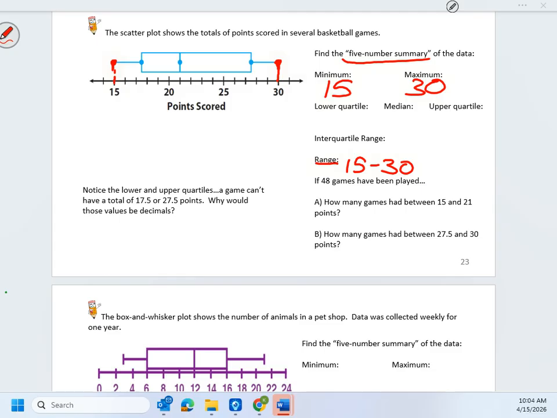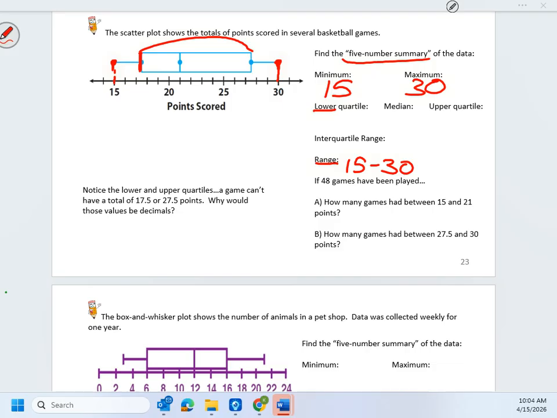So I have my box. The lower quartile would be which line of the box? The first line, right? That lower quartile is that first line of my box, because that interquartile range, remember, goes from the lower to the upper quartile. So that lower quartile would be what score?